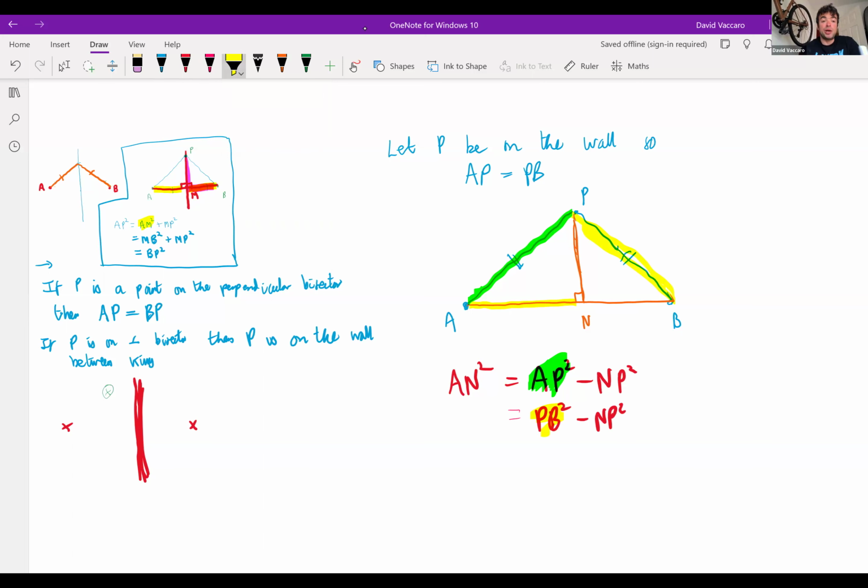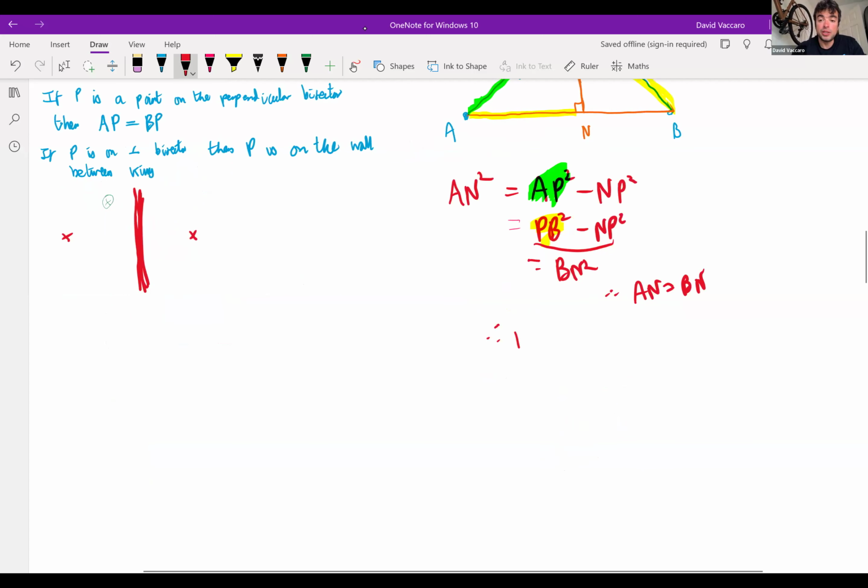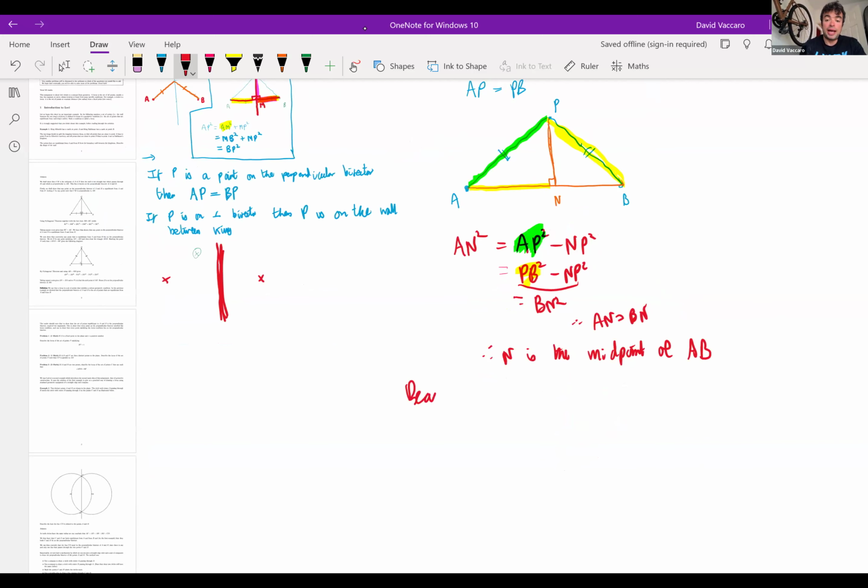PB squared and NP squared are again lengths of a right angle triangle, but this time the lengths in the right angle triangle NBP. So what I can say is that this PB squared minus NP squared is BN squared. So therefore AN equals BN. So therefore N is the midpoint of AB. Okay, and because the angle ANP is equal to 90 degrees, P lies on the perpendicular bisector.